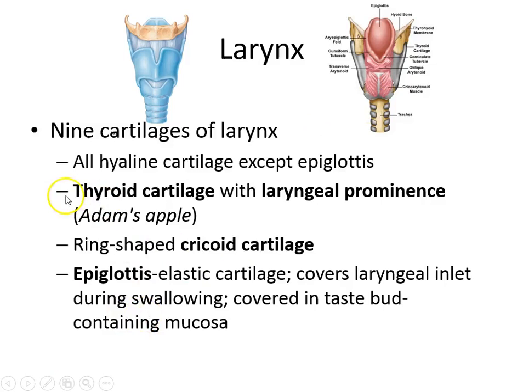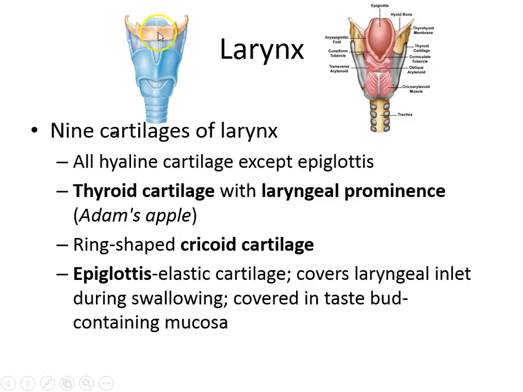Good. There are several cartilages in your larynx. They're all hyaline cartilage except the epiglottis. The ones that we're going to focus on is your thyroid cartilage. Your thyroid cartilage is this portion right here where your thyroid would sit outside. And in the front it comes to a prominence called the laryngeal prominence. That's also called your Adam's apple.